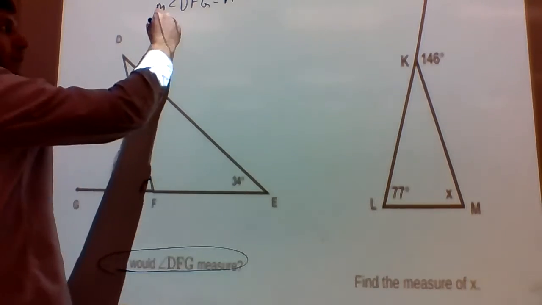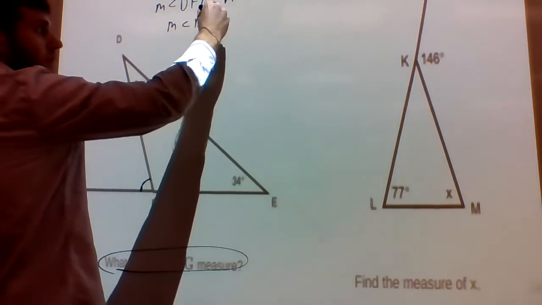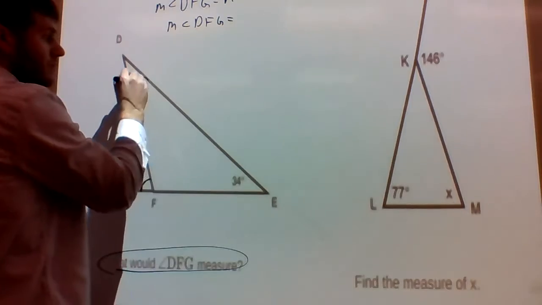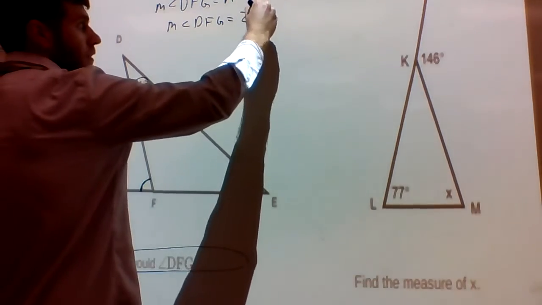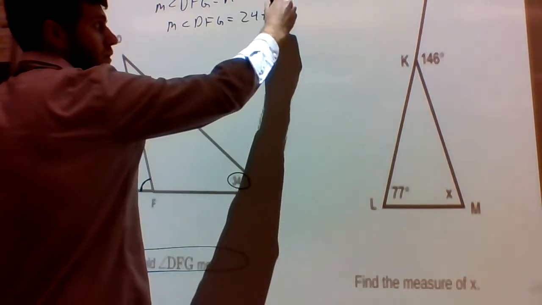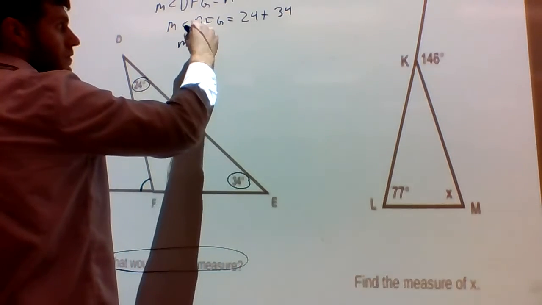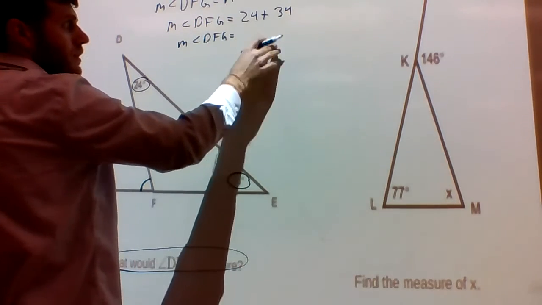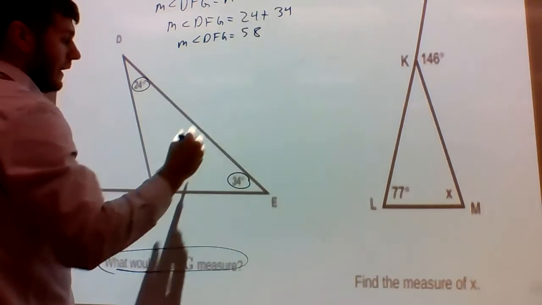Okay, DFG, we don't know. That's what we're trying to find. We know the measure of angle D is 24. We know the measure of angle E is 34. So the measure of angle DFG is going to be 58.